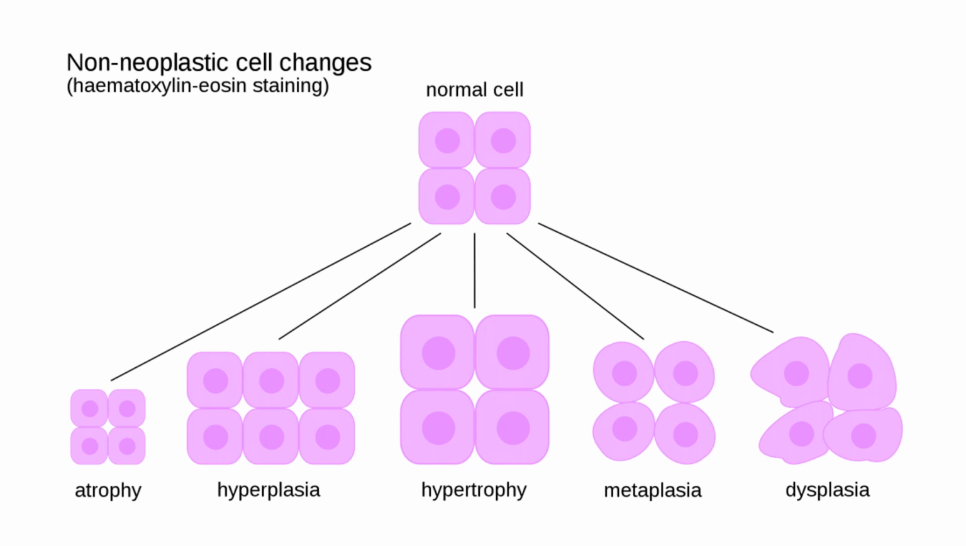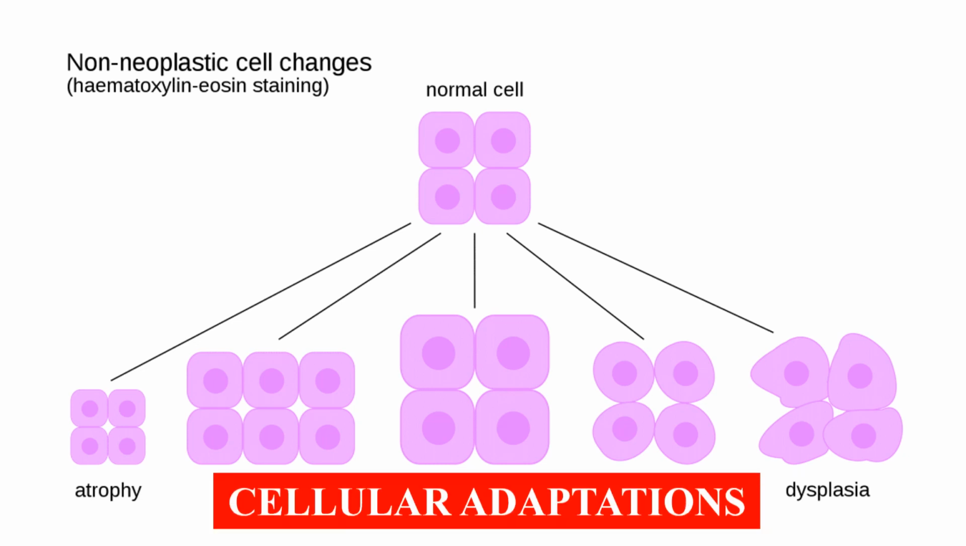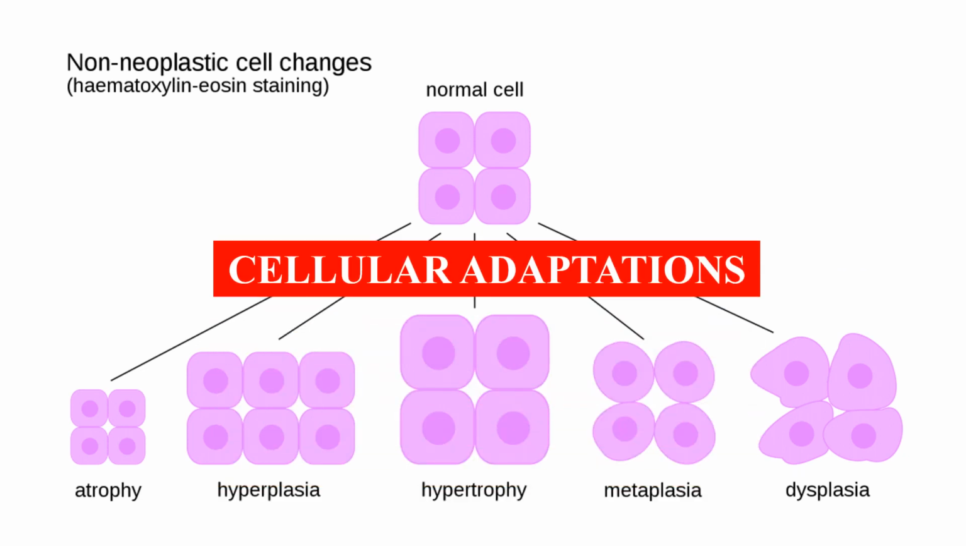For example, if a squamous cell gets converted into a columnar cell or a cuboidal cell, then we call it metaplasia. Another term is dysplasia, that is, disordered growth of cells. All of them, atrophy, hyperplasia, hypertrophy, metaplasia and dysplasia, are together known as cellular adaptation.